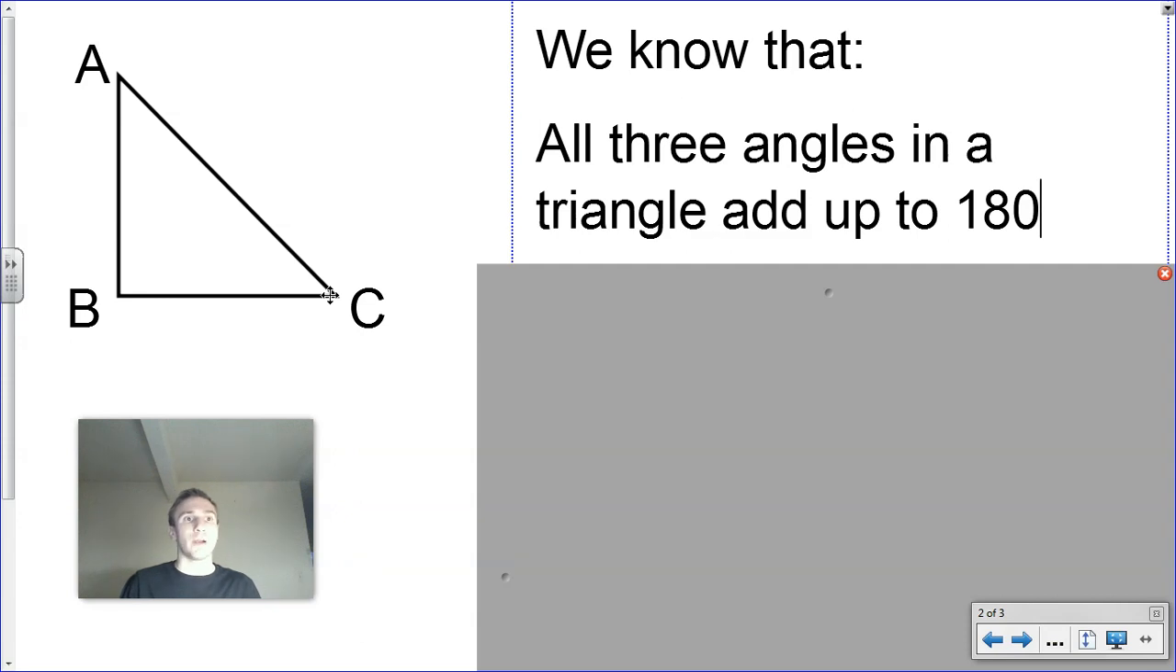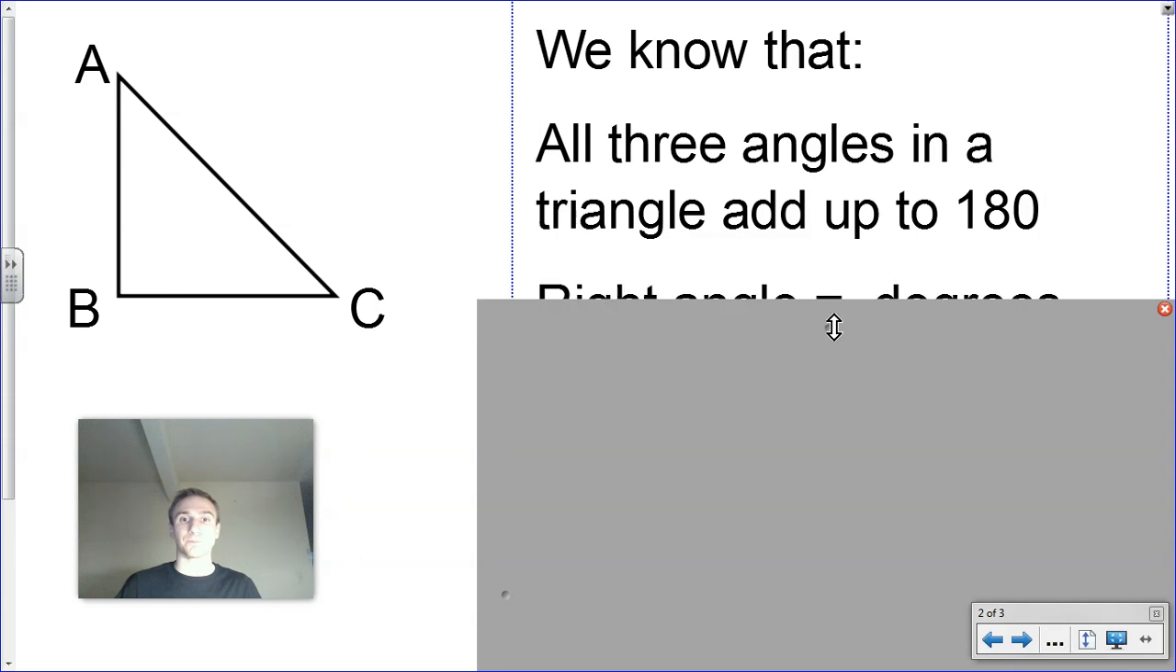It doesn't matter if angle A, angle B, and angle C have the same measurements or different measurements. Obviously, this is a right triangle, so they're going to have to be different. But we don't have to know what those 3 angles are right now. All we have to know for sure is that whatever A is plus whatever B is plus whatever C is, they have to add up to equal 180 degrees.